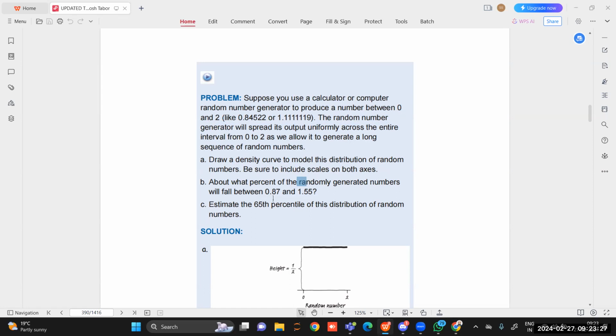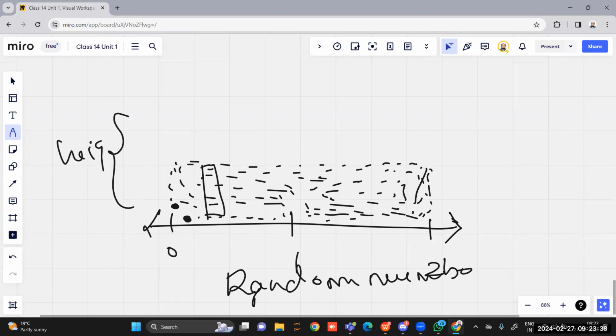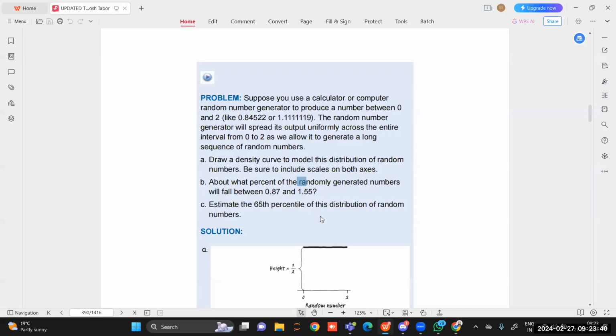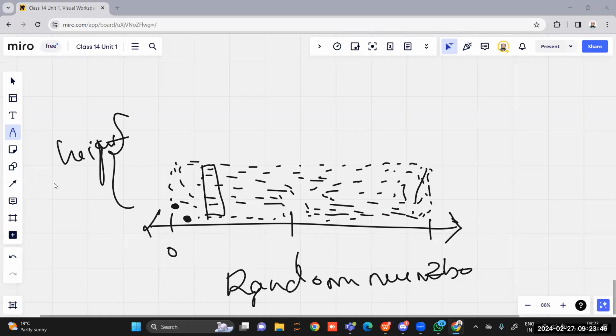So here on the x-axis comes the random number that we are recording, the random number, and here is the height. The second thing is the height. Okay, so what he has done: we'll take the height as half. Suppose the height is half. He has taken it here, so suppose I complete the data point.